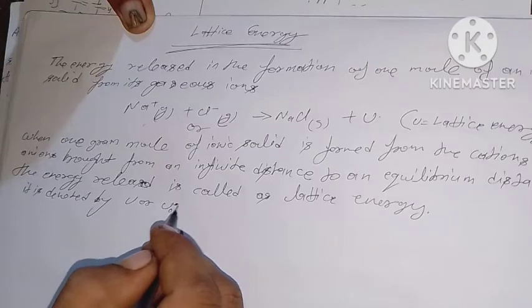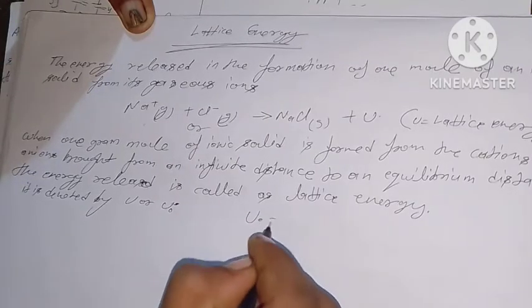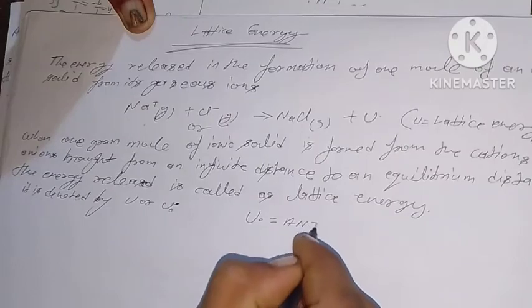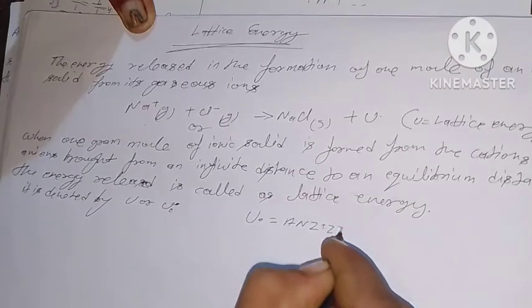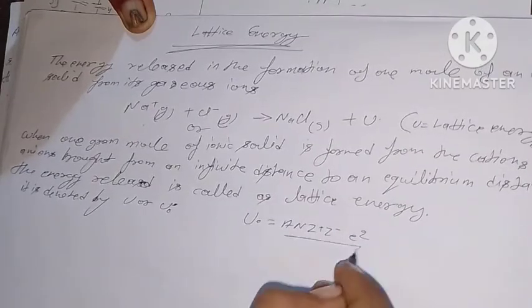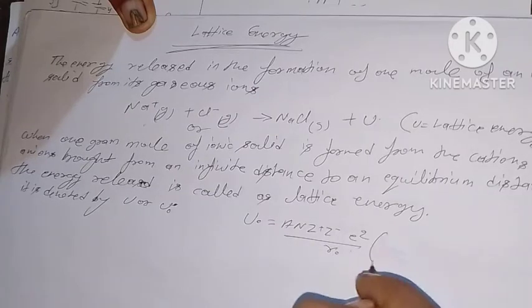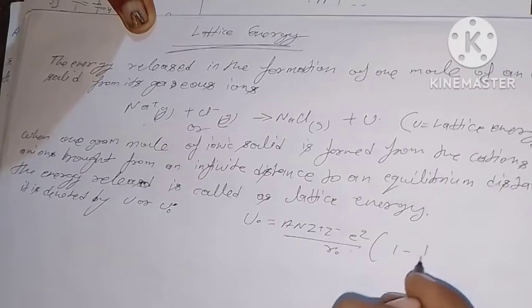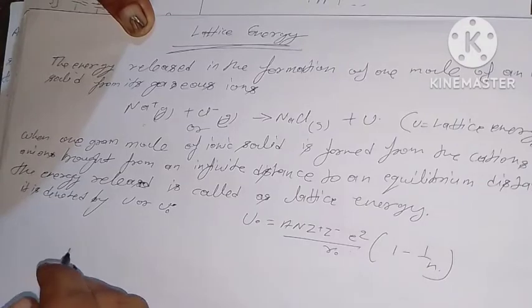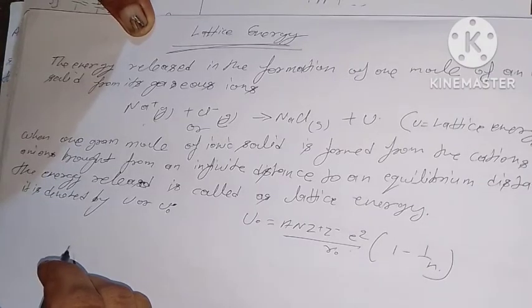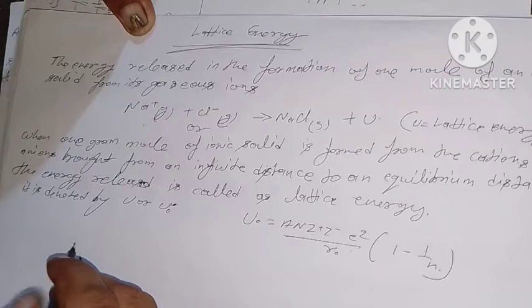Mathematically, it is expressed as U naught equal to A N Z plus Z minus e square upon R naught, into 1 minus 1 upon n. This equation is called the Born-Landé equation.